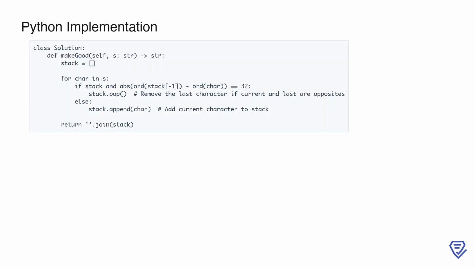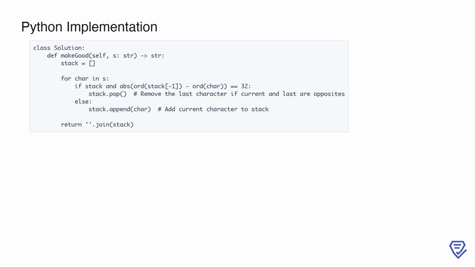The function makeGood simplifies the given string by removing adjacent pairs of characters that are the same letter but have opposite cases. Step-by-step explanation. 1. Stack initialization. A stack is used to keep track of the characters in the simplified string. It starts off as an empty list. 2. Iterating over each character. A loop is used to iterate through each character in the string s.